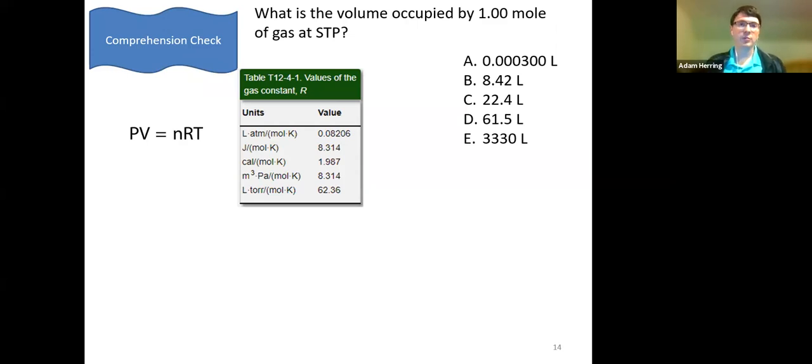Okay, here's another problem for you to do. Determine the volume occupied by 1 mole of gas at STP. I've given you here values of the gas constant R, and you're going to need to think about the units that are involved in order to determine which gas constant R to actually use. So pause the video and try this on your own.